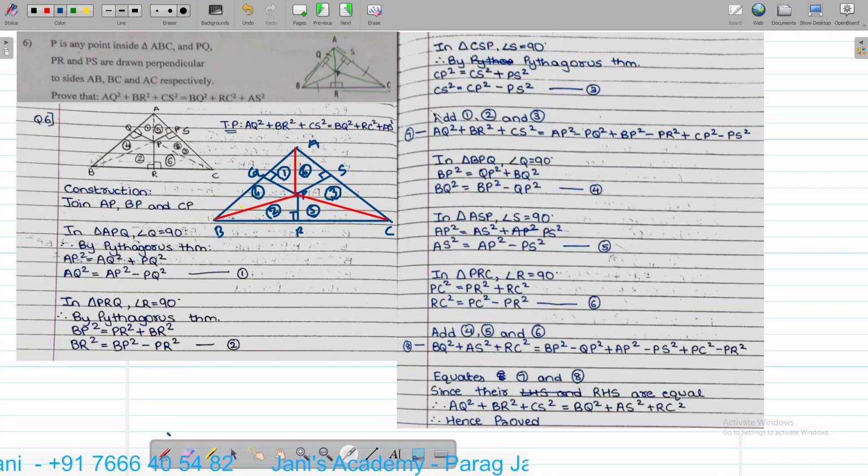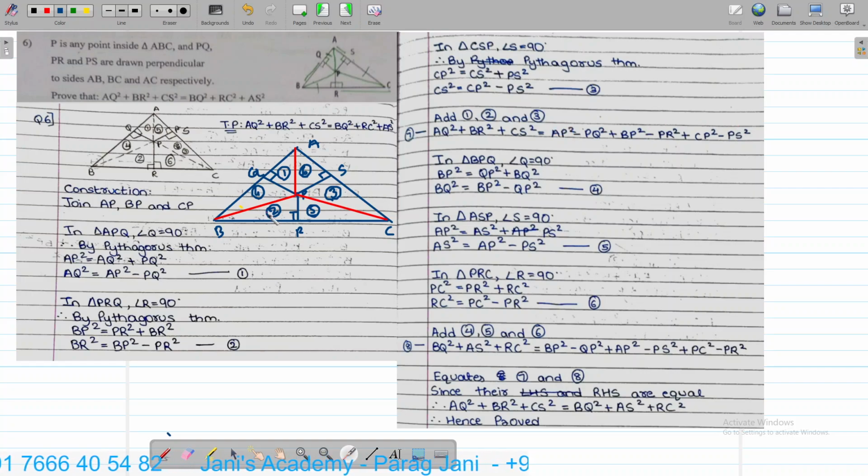Then the third triangle, this is your 90 degree. So CP square is equal to CS square plus PS square. Now you require CS square, so you move PS square to the other side. So this is your third equation. Now you have to add all three, AQ, BR, CS. Now you will get the sum of all these six terms: AP, PQ, BP, PR, CP, PS.